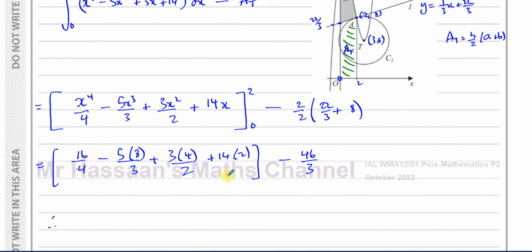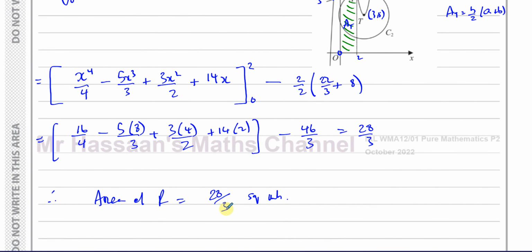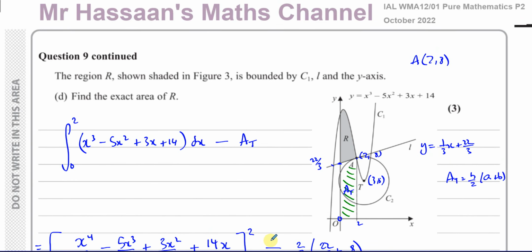So we can say, therefore, that the area of R is equal to 28/3 square units. The question says find the exact area of R, so they don't want you to write it in decimal form and round it. They want you to leave it in this fractional form. You can write it as a mixed number if you want, but that's fine. So there is the answer to part D of this question.